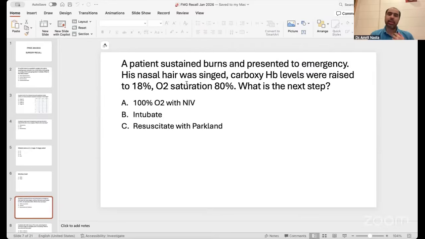But understand in inhalational burns, person is at risk of laryngeal edema, which manifests later. So the best answer here would be intubate. Okay, that would be the best answer. If there is hyperbaric oxygen, that is also fair. Okay, that is also not entirely wrong. But in my opinion, best answer would be intubation because he is at risk of laryngeal edema.